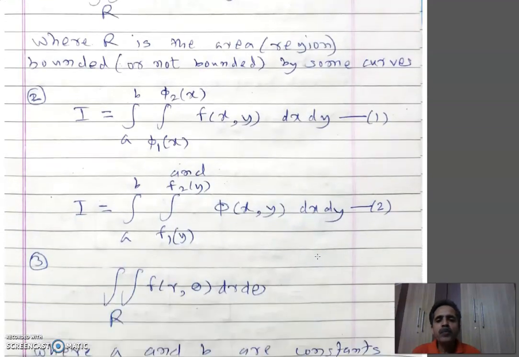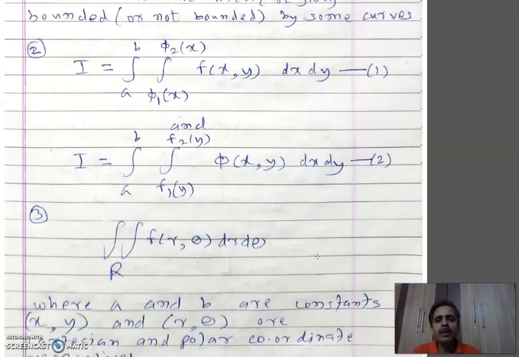Now we have the second notation for double integration. Again here we have an integral symbol two times. Integration from a to b, integration from phi 1(x) to phi 2(x), f(x, y) dx dy. f(x, y) means we have to integrate the function of two variables x and y, and this time we have limits. This is called the inner integral and this is the outer integral.